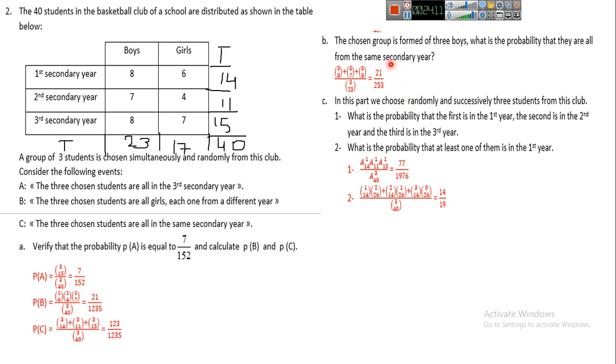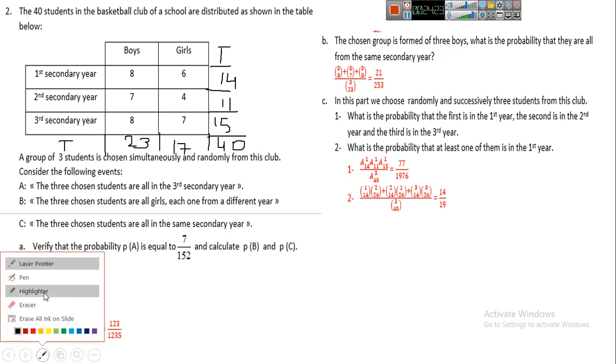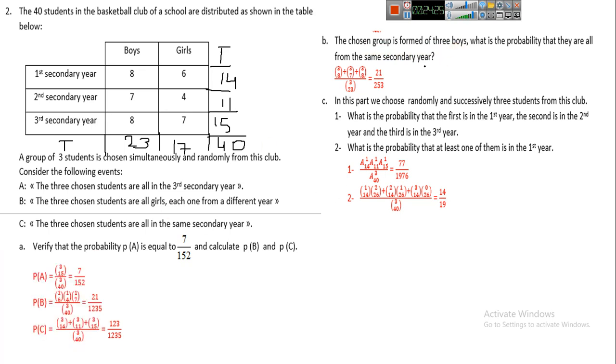Part B, the chosen group is formed of 3 boys. So we know that we have here 3 boys. We know that we're picking the boys. So the condition here is boys. What is the probability that they are all from the same secondary year?